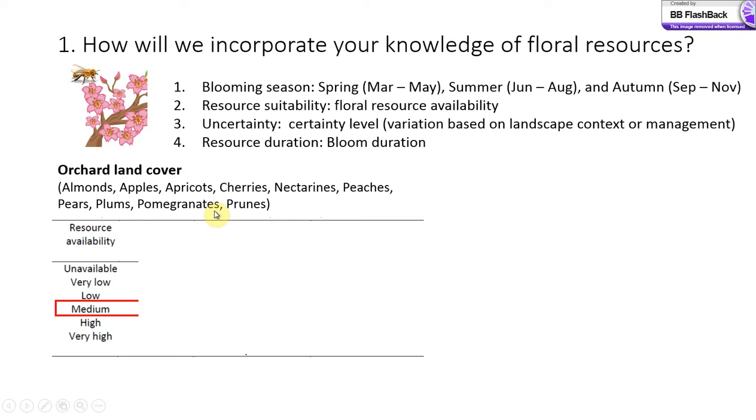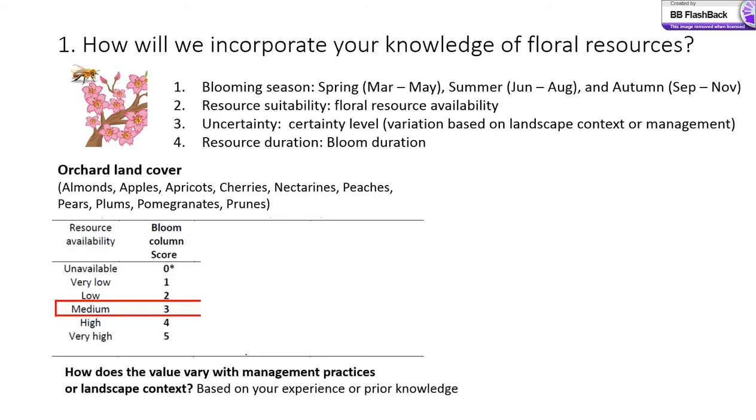For example, if you think orchard provides medium floral resource availability in spring season, then you will enter the score number 3 in the bloom score column. Then you can provide your certainty level based on your experience or knowledge that tells you how the value varies with different management practices or landscape context. This is the plot you should look at before you choose the certainty level.